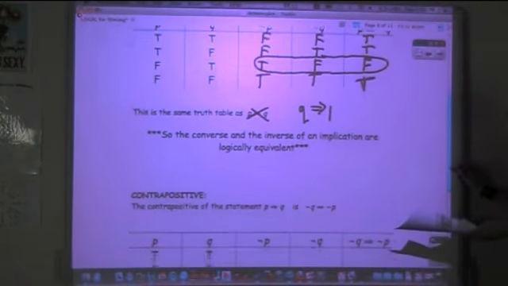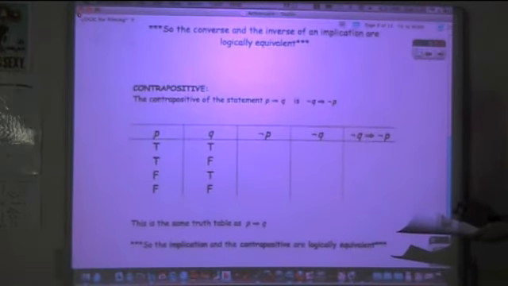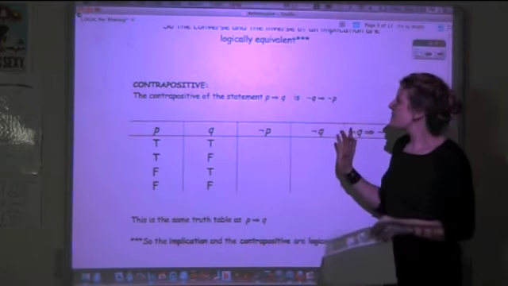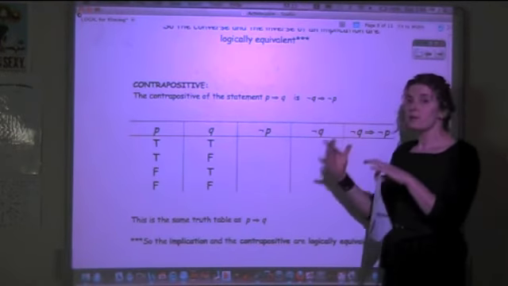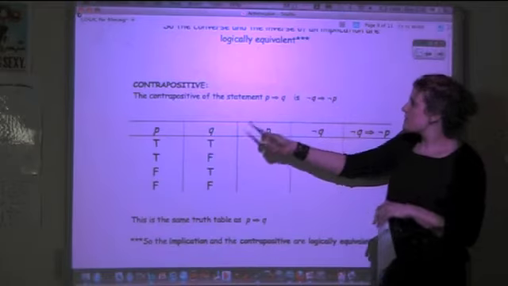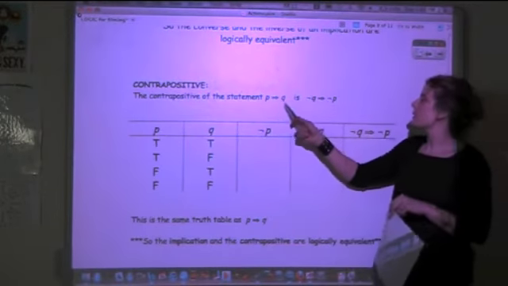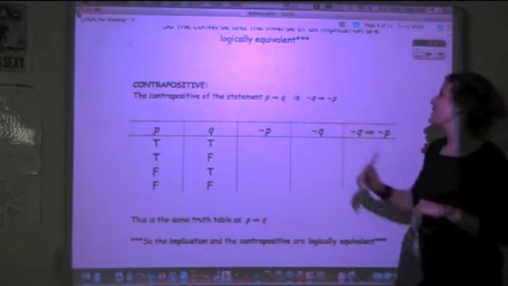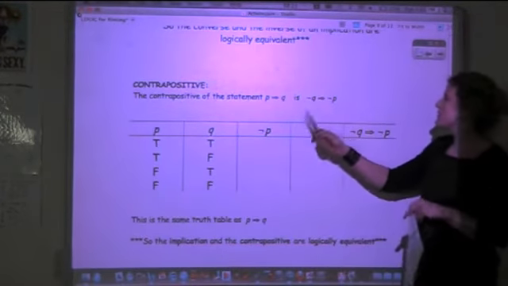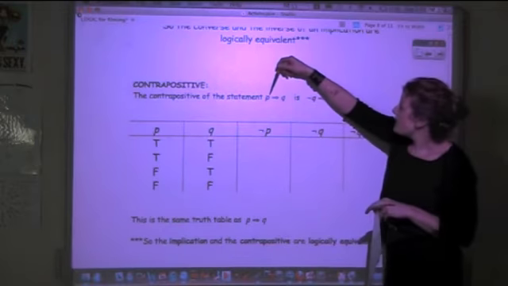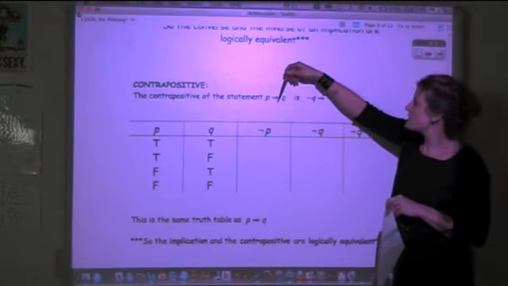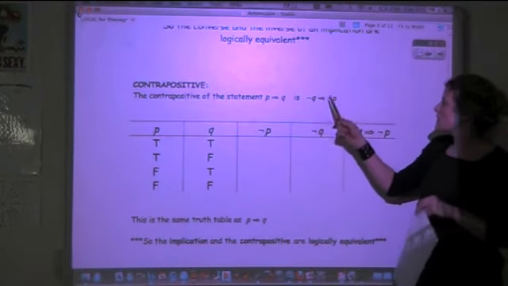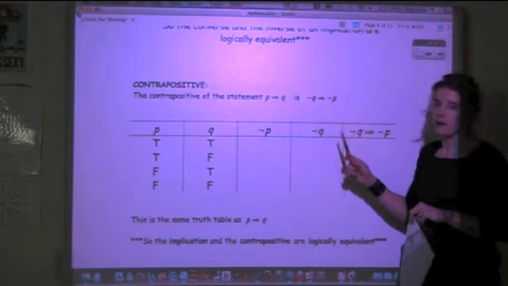Another little bit of language is the contrapositive. It's combining both of the things we've just talked about. The contrapositive to the statement P implies Q is not only have we swapped around the letters, we've also negated them both. So it's the negation of Q implies the negation of P.